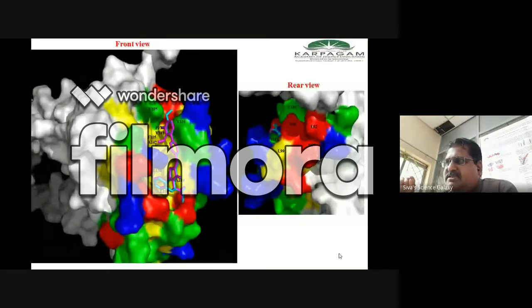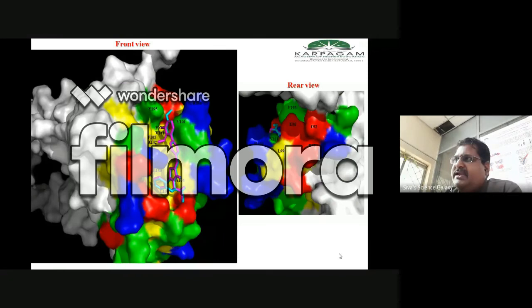One group, what is the group? The methoxy group is exposed to the negative environment. You can see the front view as well as the rear view. I hope you can see the rear view also. I think students are very smart. You can orient your cell phone in the horizontal position, so you can see the picture in the zoomed view. So you can see the methoxy group exposed to the negatively charged environment.